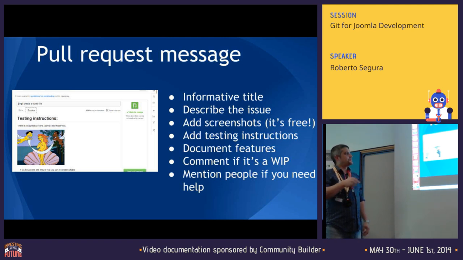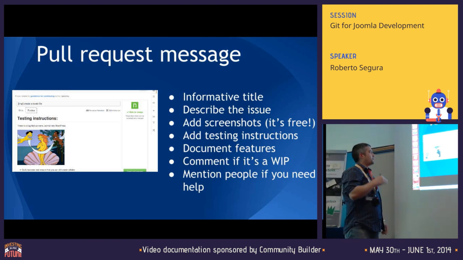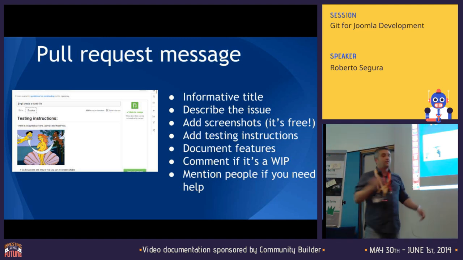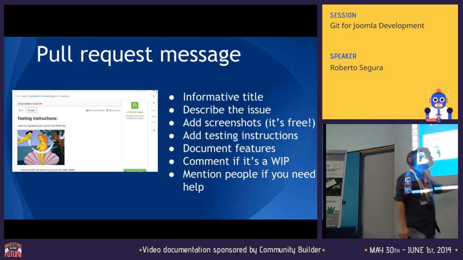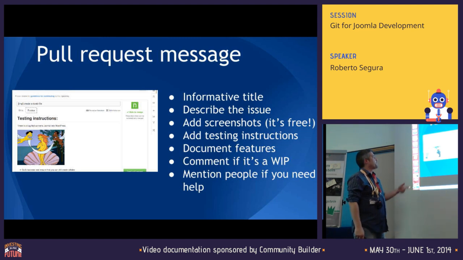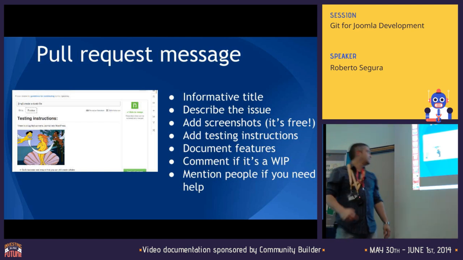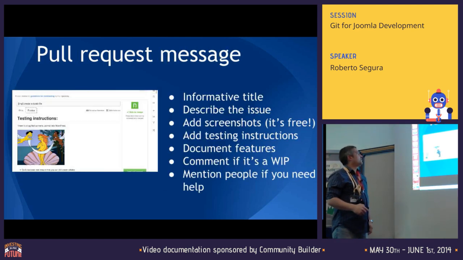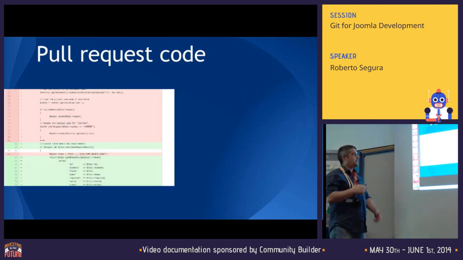This is a good place also if you think that someone is good to review your work. If you think that Michael Baker, for example, everything is done by Michael, so do not contact him. But if you think that there is someone who is worth to review your work, you can include him with the at sign and the username of GitHub. So for me, it will be at PHP Roberto. I will be happy to help you.